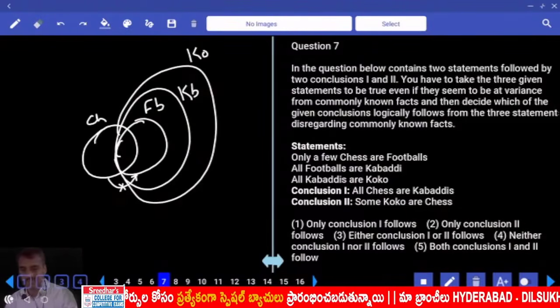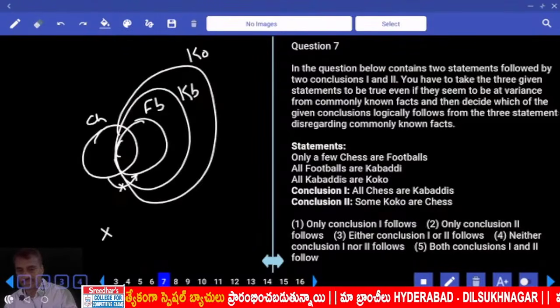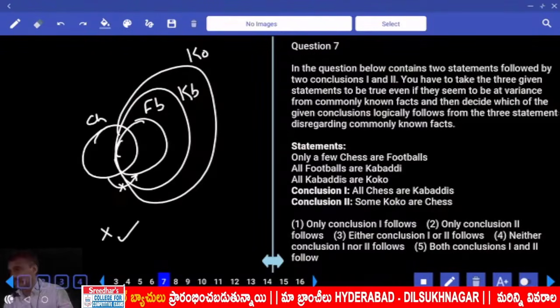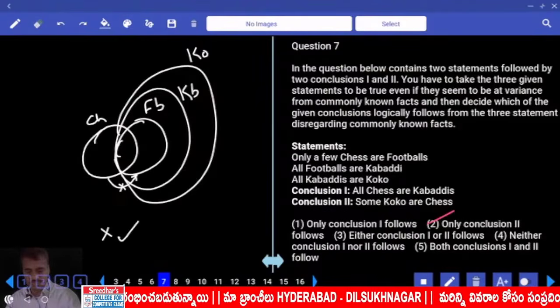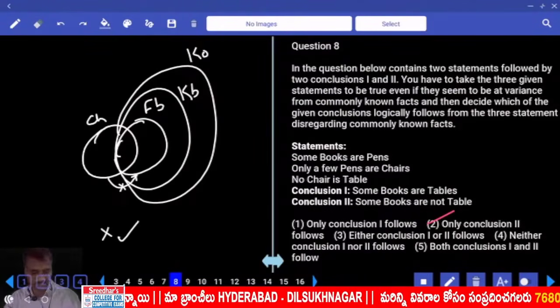Then all chess are kabaddi, that is wrong. And some kho-kho are chess, that is definitely true. So the answer is only 2, choice 2, question number 7. Then the 8th one.